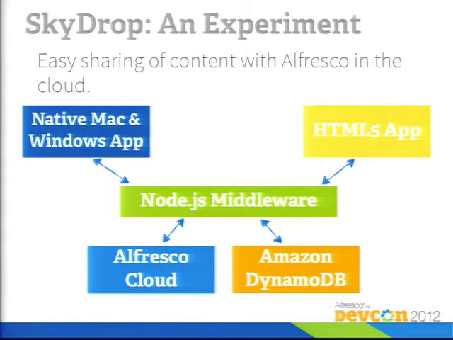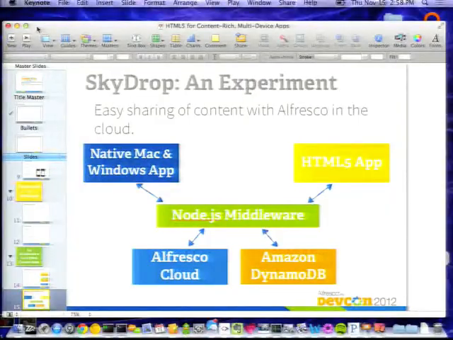As it does so, it's going through a Node.js-based middleware, which stores the file into the cloud. It also uses DynamoDB to store a reference to that file and basically generate a short URL for that content. And that's stored in DynamoDB. And then I can share that short URL with my friends and colleagues and whatnot, and they would use a simple HTML5 app to fetch that content. So let's go ahead and show you a quick demonstration of SkyDrop in action.